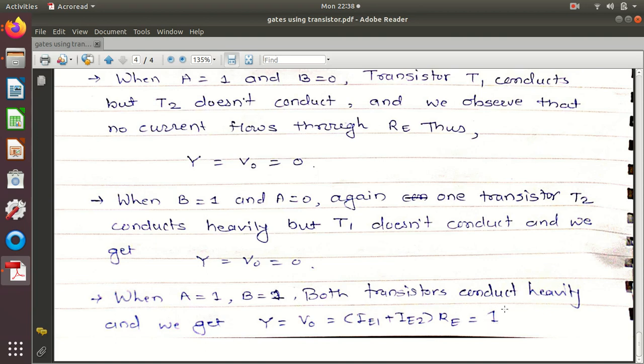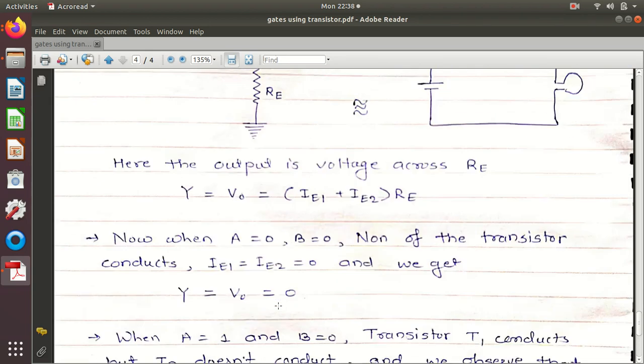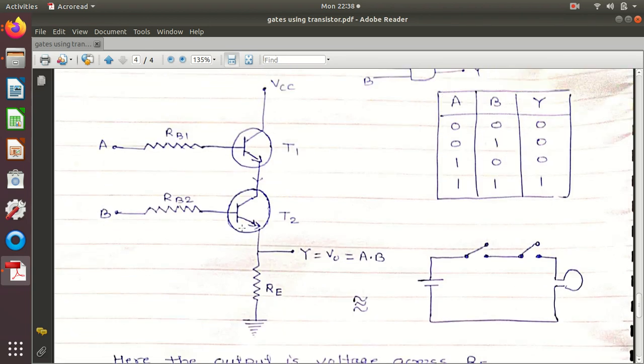We will get a higher voltage at the output when and only when both of the inputs A equals 1 and B also equals 1. This is how we can construct the AND gate by using the combination of transistors T1 and T2. This is all about the construction of the AND gate, NOT gate and OR gate by using the transistor. Thank you.